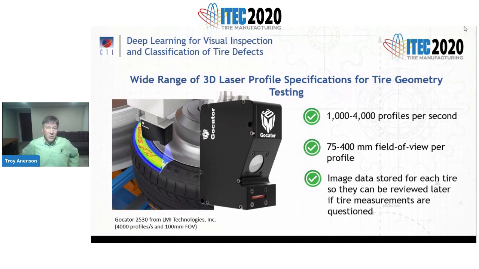Newer sensors, such as the GoCator 2530 from LMI Technologies, can provide over 4,000 profiles per revolution. Other sensors, used mostly for the tread measurements, provide a wider field of view, up to even 400 millimeters per profile. Obviously, acquiring more profiles per revolution greatly increases the capability of the visual inspection software to detect even the smallest defects. But tire geometry data collected at 1,000 profiles per revolution from the older sensors can still detect many of the larger defects.